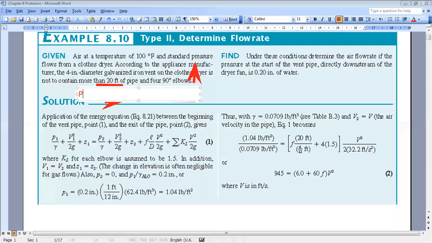I have P1. P1 is given to be corresponding to 0.2 inch of water. So all I have to do is to do gamma water times the height. Just please pay attention for units, okay?